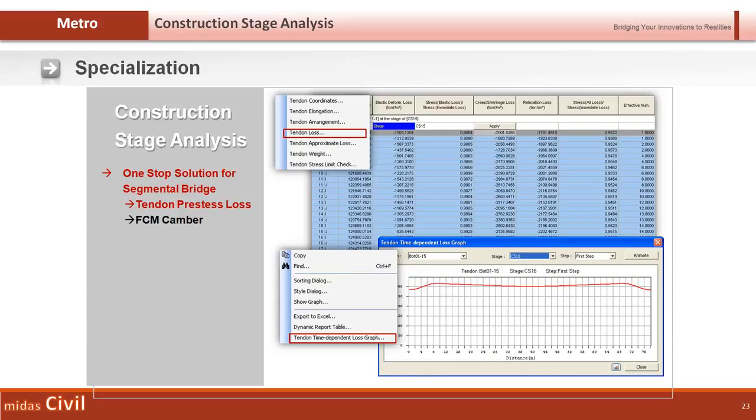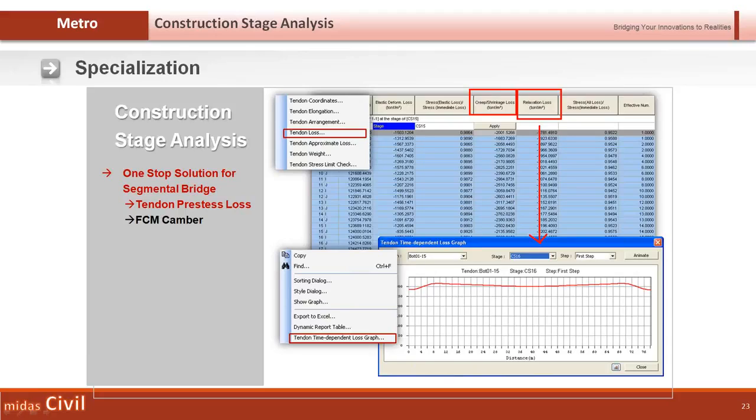So the tendon prestress loss gives a complete information of all the losses that can occur. So it gives immediate loss considering elastic shortening, also the friction losses, the anchorage losses, also the losses for creep and shrinkage, the relaxation losses. It also shows you the tendon time dependent loss graph for each and every tendon at each and every stage. So in a way we can say that all the tendon profiles can be checked for the losses.